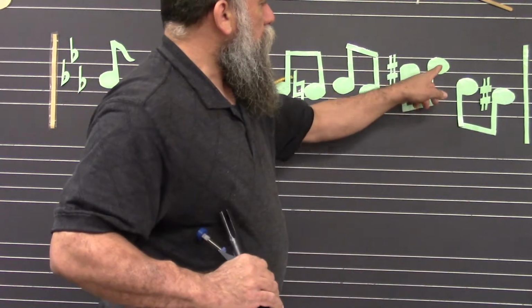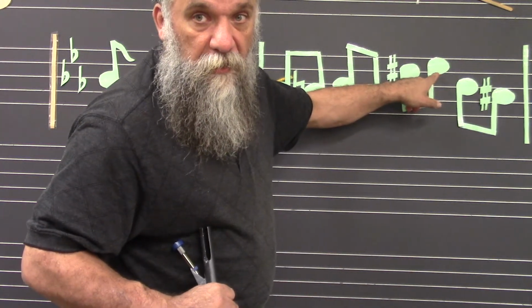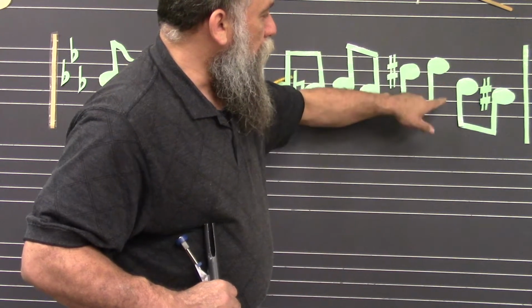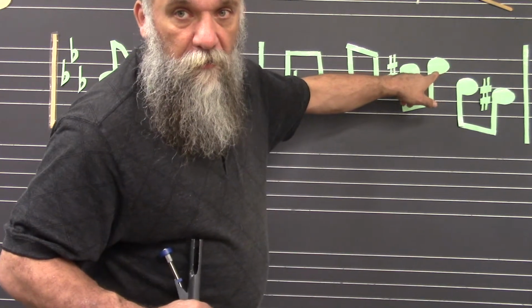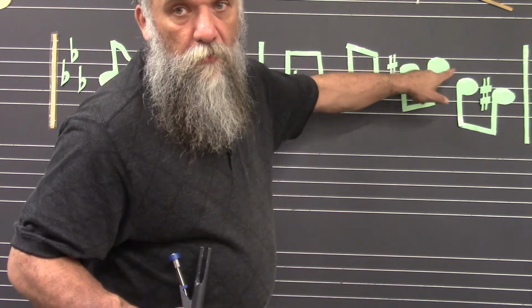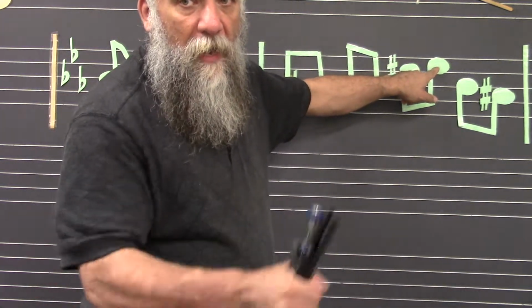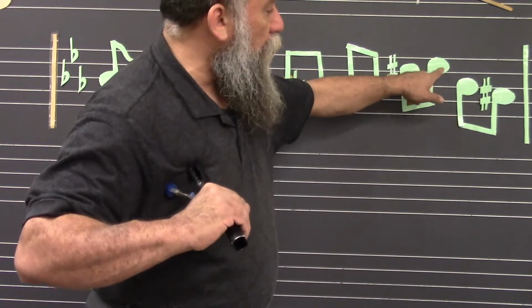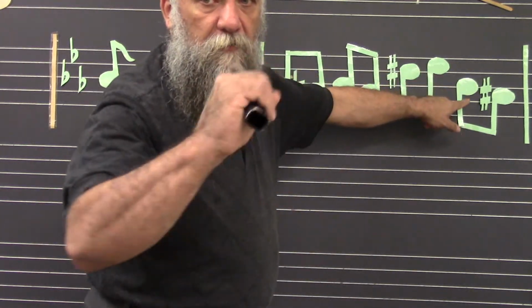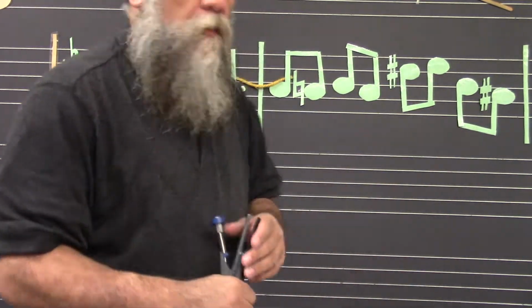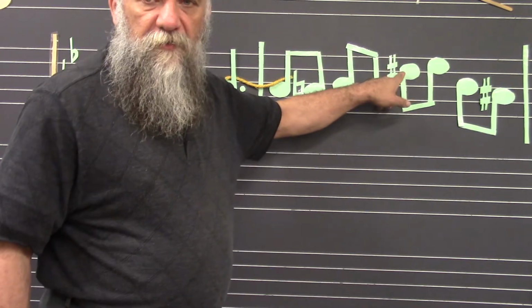So, on what count do we play E flat? We play it on the and of 3. When do we stop it? On 4. Let's do that. Ready, go. And 4. Do that again. Ready, go. And 4.